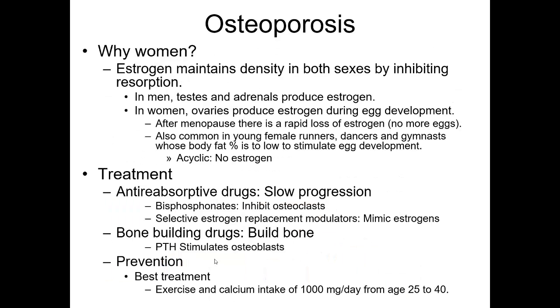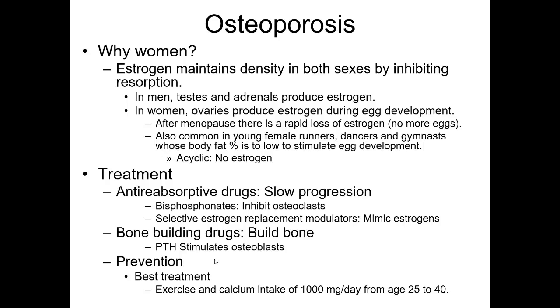Now, in both sexes, the hormone estrogen maintains bone density. In men, the adrenal glands and the testes produce estrogen, whereas in women, the ovaries produce estrogen during egg development. However, after menopause, estrogen production does not happen as much as during ovulation. Hence, there's no estrogen and there's rapid bone loss.